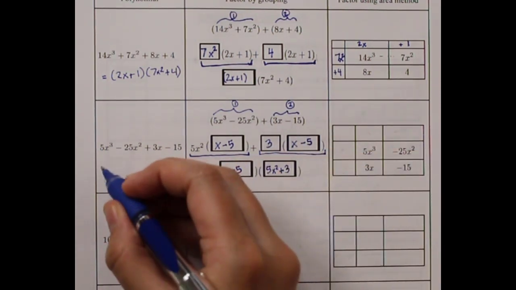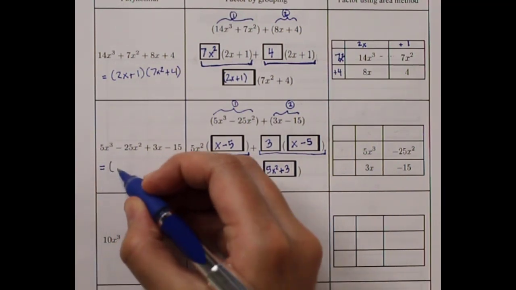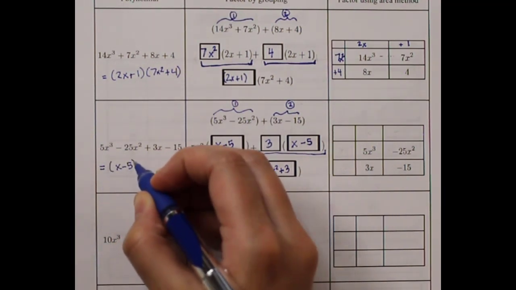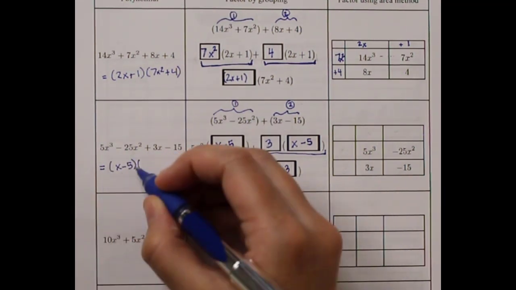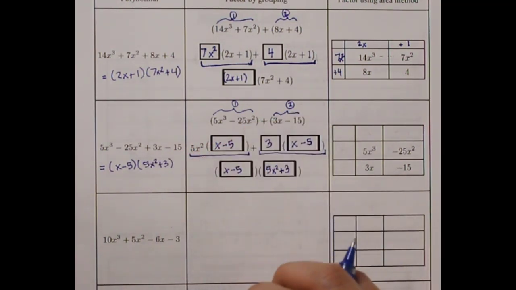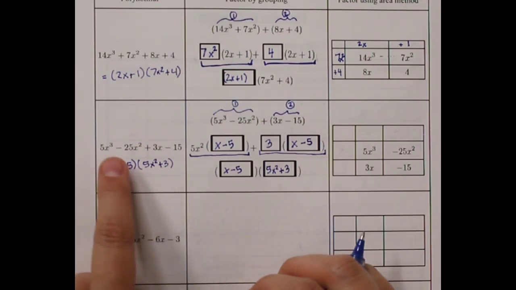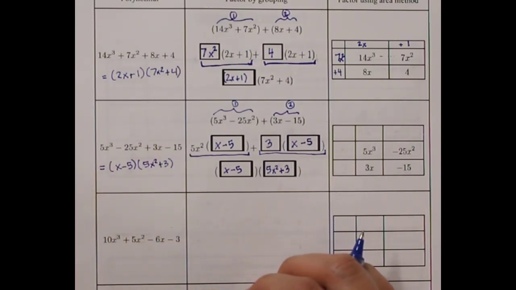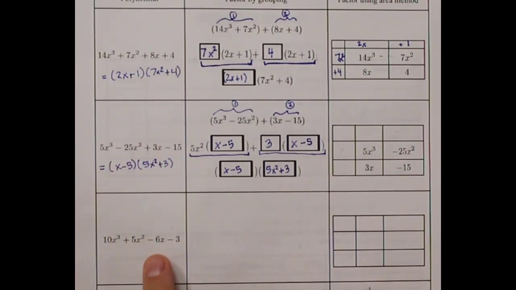And so this polynomial is the same thing as x minus 5 times 5x squared plus 3. And always you can FOIL it out to check your work to see if you got that correct. Moving on to the next one.